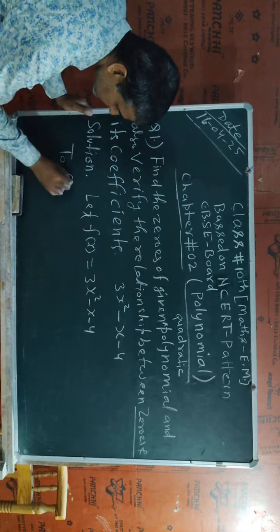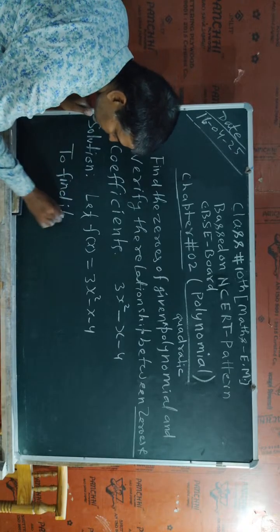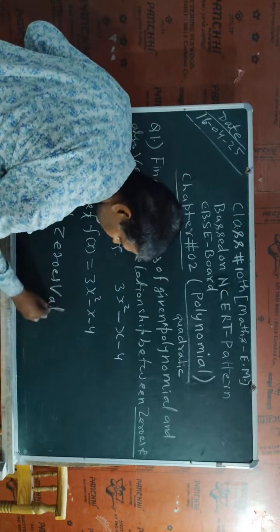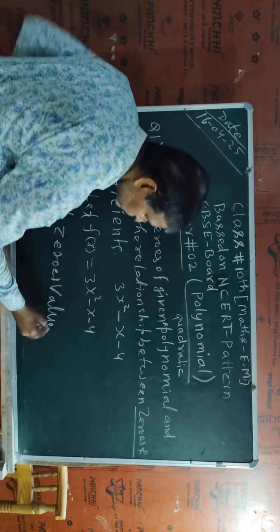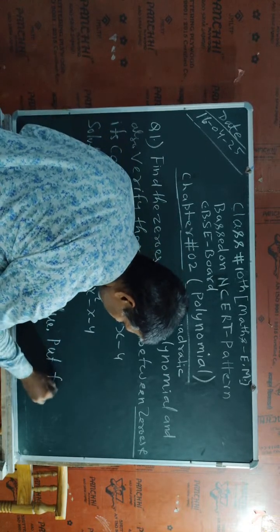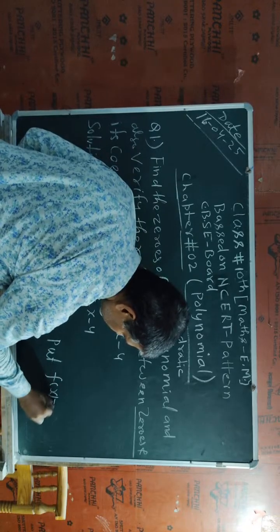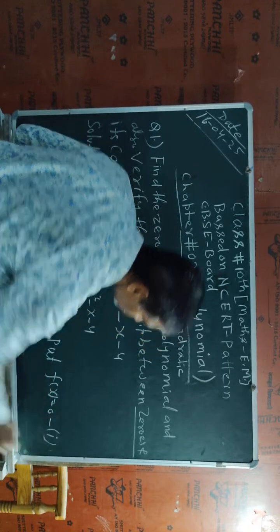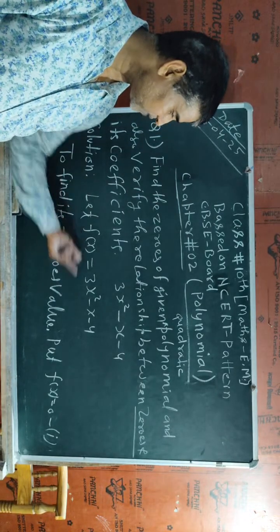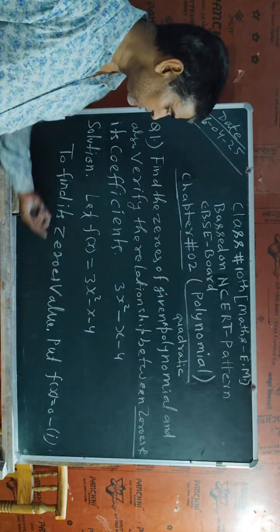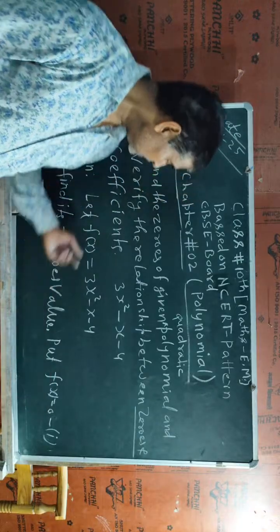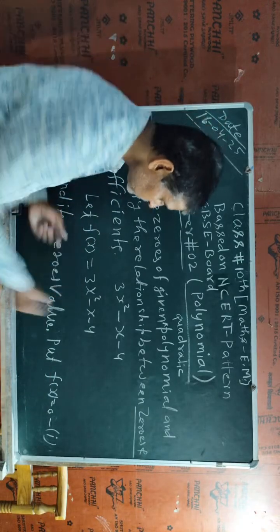To find its zeros value, put f of x equal to 0. You will say this is the equation number 1. So in the first step, you have to put f of x equal to this much, and then to find its zeros value, you have to put f of x equal to 0. In the place of f of x, you have to put this much.